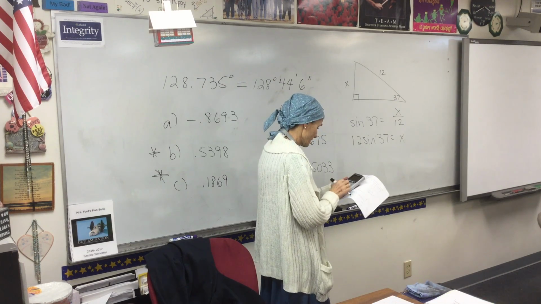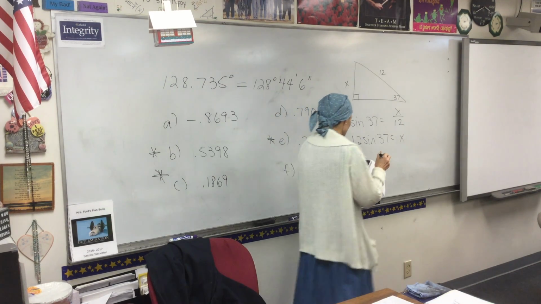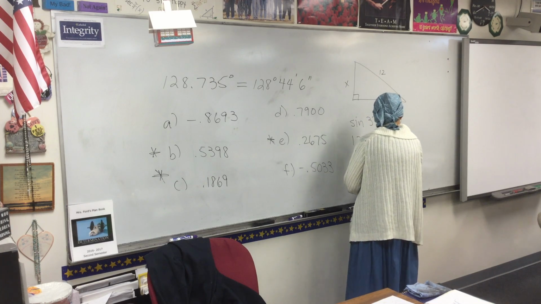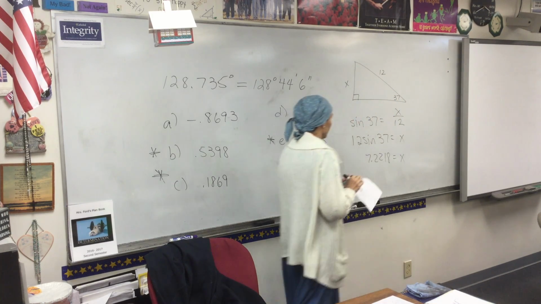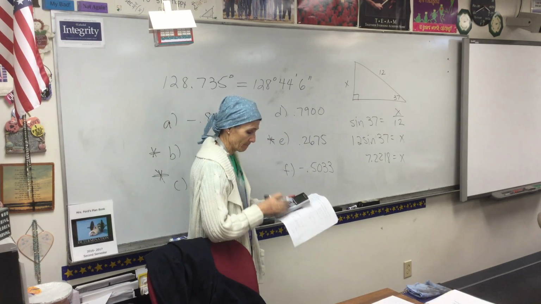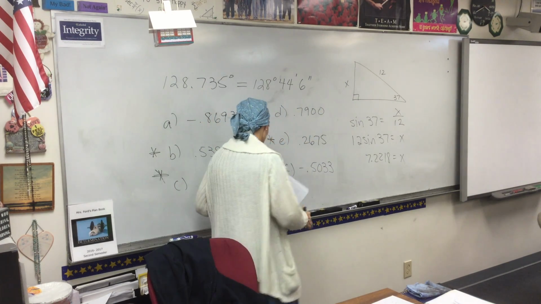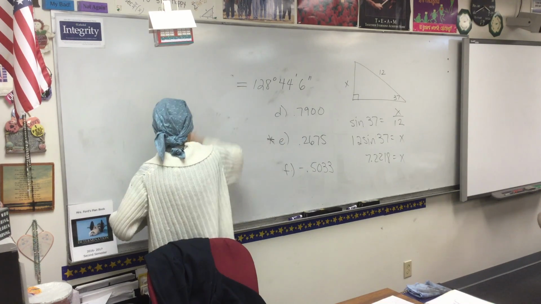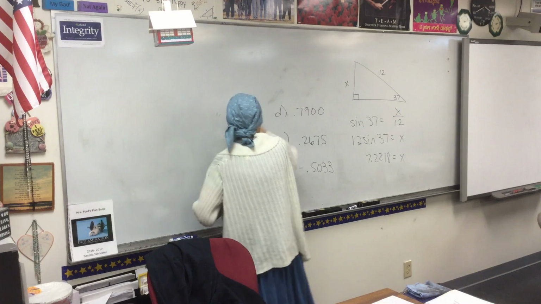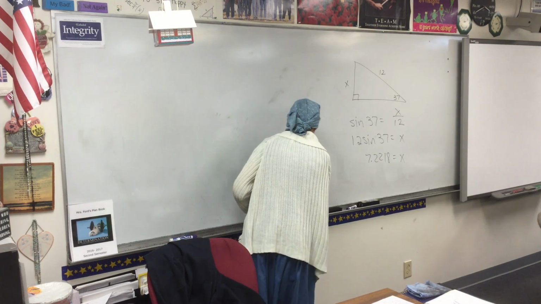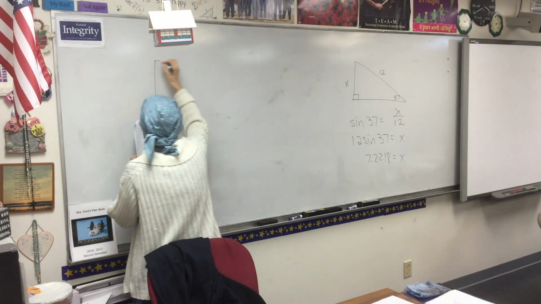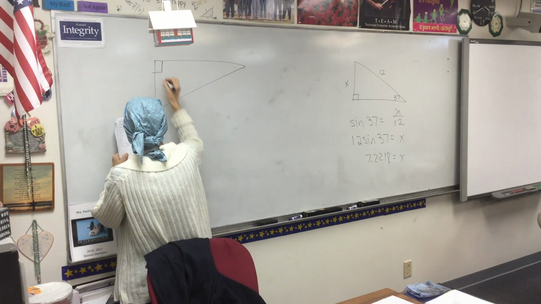So 12 sine 37, 7.2218. Okay, everybody keeping up here? Alrighty. Here we go, one more of these.